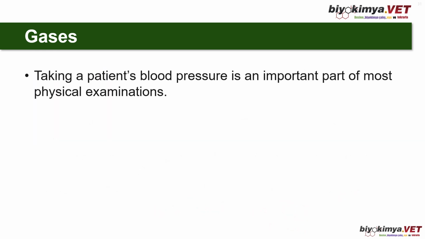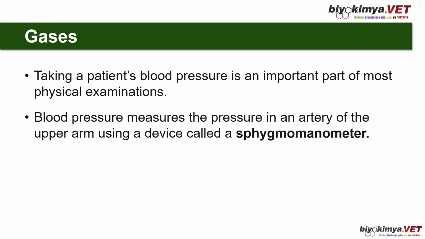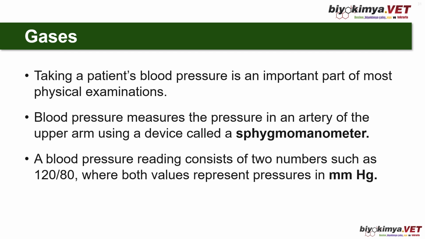Taking a patient's blood pressure is an important part of most physical examinations. Blood pressure measures the pressure in an artery of the upper arm using a device called a sphygmomanometer. A blood pressure reading consists of two numbers, such as 120 over 80, where both values represent pressure in millimeters of mercury. The high number, such as 120, is the systolic pressure and refers to the maximum pressure in the artery right after the heart contracts. The lower number, here 80, is the diastolic pressure and represents the minimum pressure when the heart muscle relaxes. A desirable systolic pressure is in the range of 100 to 120 millimeters of mercury. The desirable diastolic pressure is in the range of 60 to 80 millimeters of mercury.